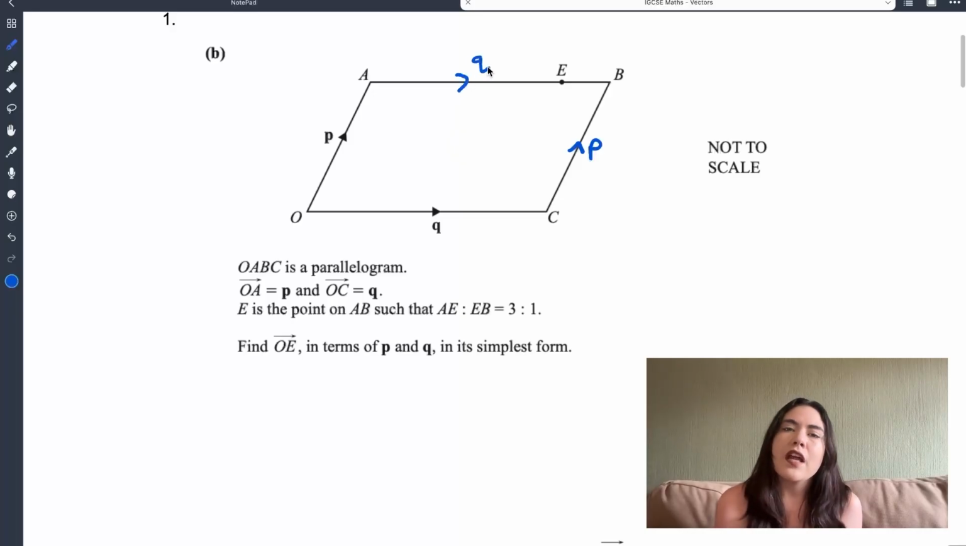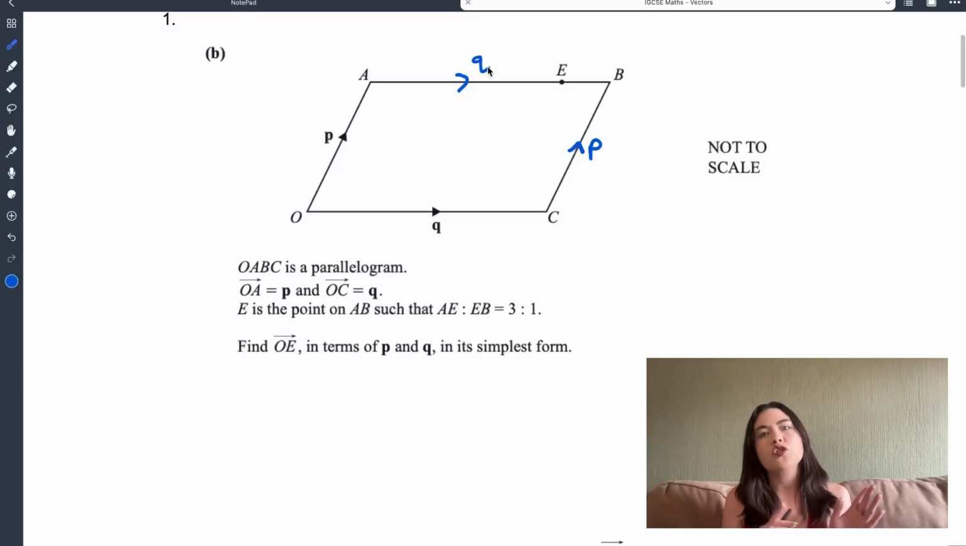Now note that I have put in arrows. I've not just labeled them as P and Q. The reason I put arrows is because I said vectors also need direction. The direction has to be the same as the parallel side. We can't suddenly switch the arrow. So P is an upward vector and Q is a vector that goes to the right.